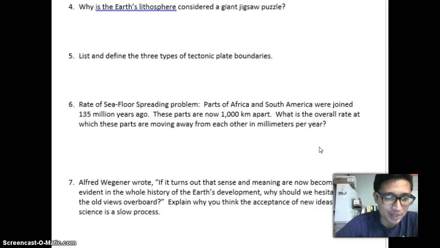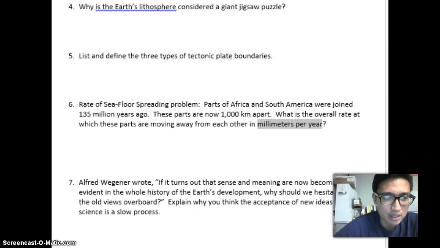Rate of seafloor spreading problem. Let's look at this. So parts of Africa and South America were joined 135 million years ago. These parts are now 1,000 kilometers apart. What is the overall rate at which these parts are moving away from each other in millimeters per year? So it's a very simple division problem. So remember, look at your final units.